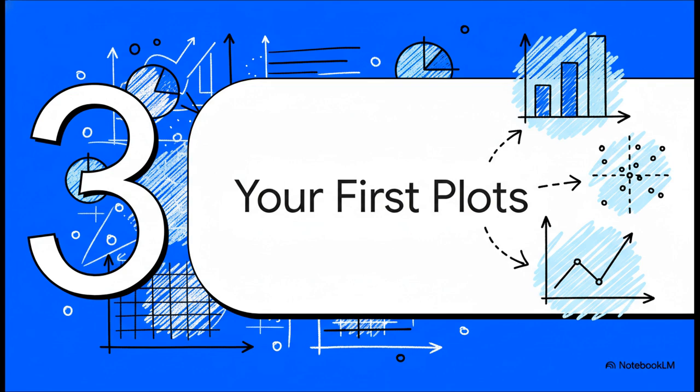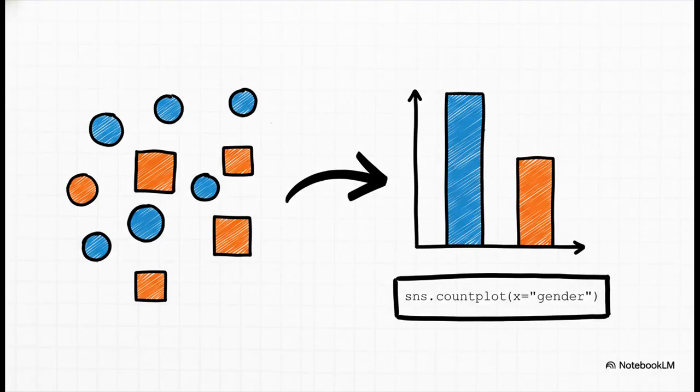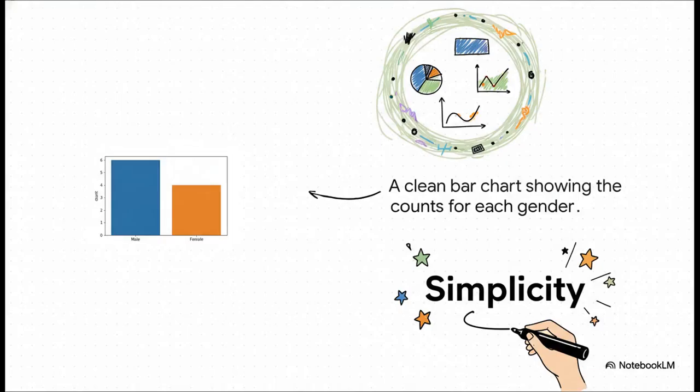All right, let's get our hands dirty. Let's see just how easy it is to get started by making a couple of the most common types of plots you'll probably need. Okay, first up, a count plot. This is your go-to when you just want to see how many times each category shows up in your data. And just look at that code. It's one simple, really readable line. You just tell Seaborn what data to use and which column you want to count. That's it. And boom, there's your result.